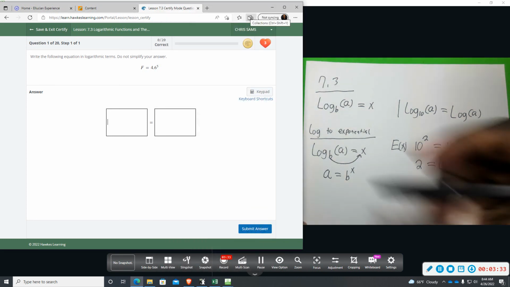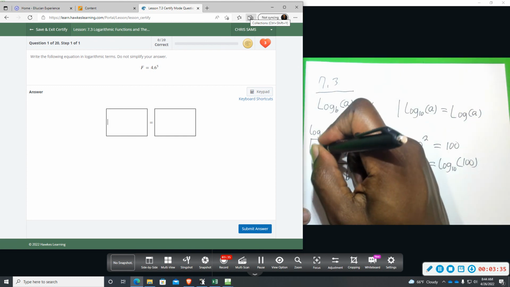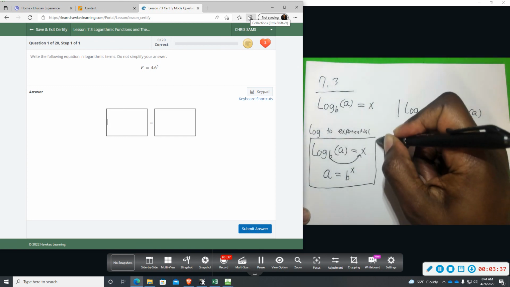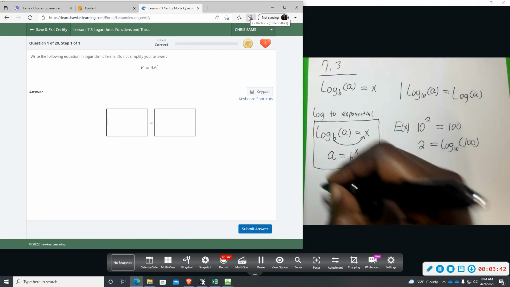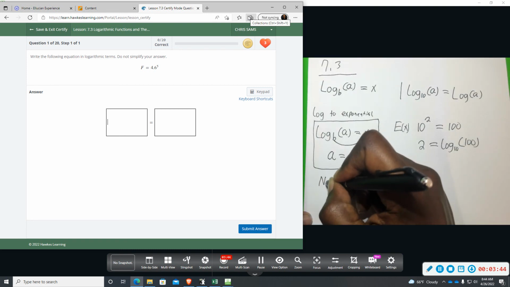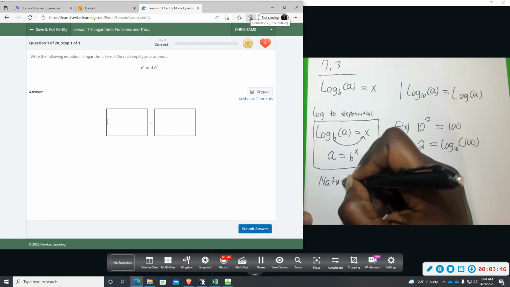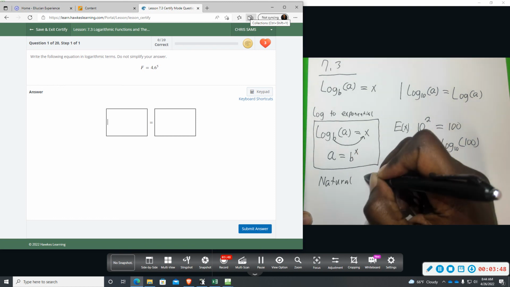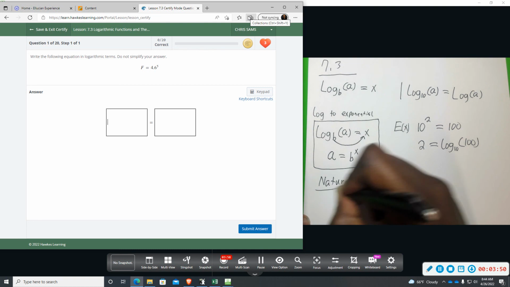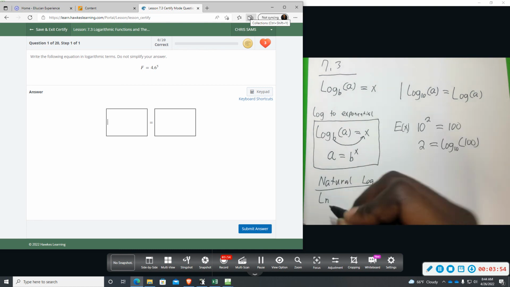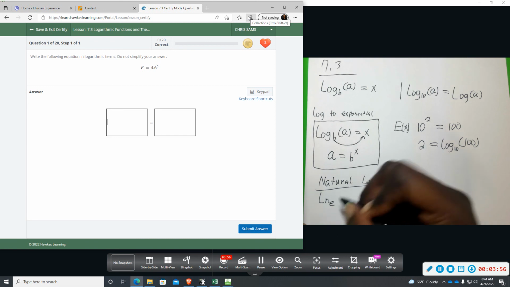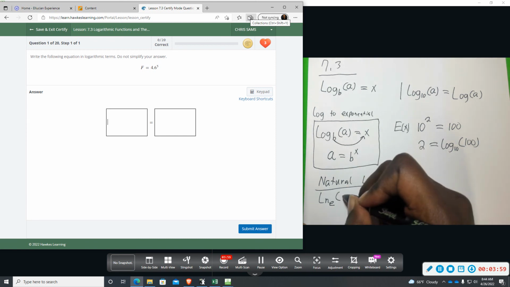Now, this is, I guess, very important because this is the first problem that we're looking at. Also, you have what we call natural log. Natural log is denoted by ln, and it has a base of e. Okay, so I can say ln of a.